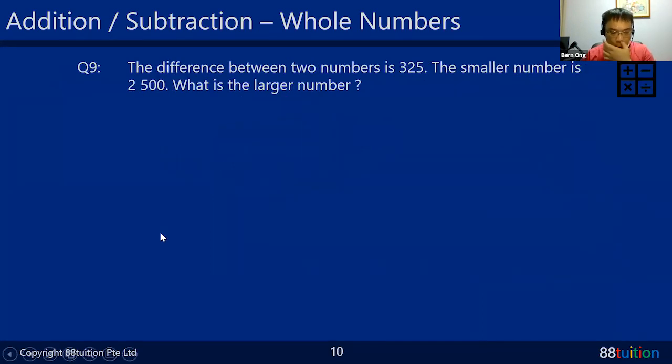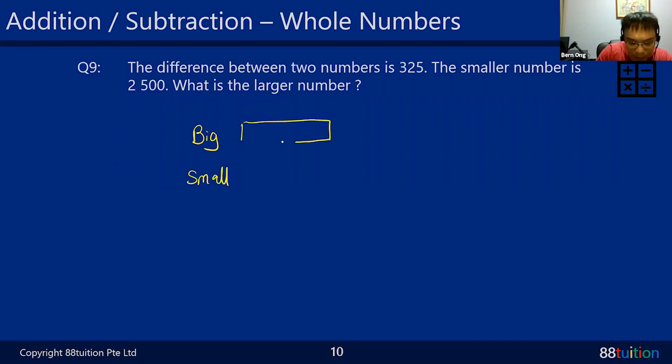Question number 9: the difference between two numbers is 325. So the gap is 325. The smaller number is given. What is the larger number? Again, don't panic. Brandon, your area has dark clouds. Yeah, dark clouds is good. I love rain. Victoria Highway, 2,825 is correct. Good job. So you have the big number and you have the small number. Big number, I draw a little longer. Small number, I draw a shorter bar.